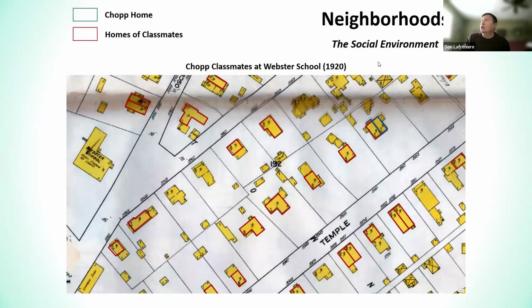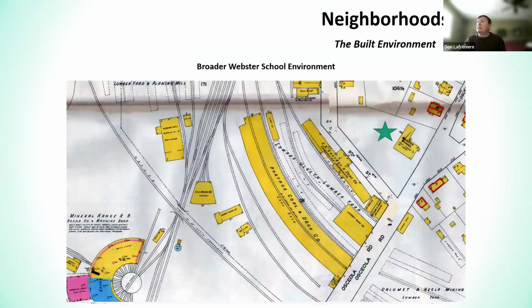Okay. We can also look at neighborhood social environments. So this right here is the Chop home that they lived in for about a 20-year period. And all of these red ones here were the Chop children's neighborhood friends who also attended the same classes as they did in the neighborhood school. So we can see those different types of spatial relationships. Okay. We can also look at the broader school environment. So here's the school that all those kids went to, and here's the industrial environments in which the school was placed within. Okay.